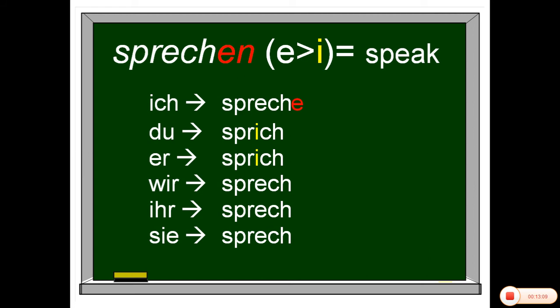See what happened. For du and er/sie/es, E changed to I. Ich spreche, du sprichst. Of course, we'll need to add endings as well. Sie spricht. Wir sprechen, ihr sprecht, sie und Sie sprechen.